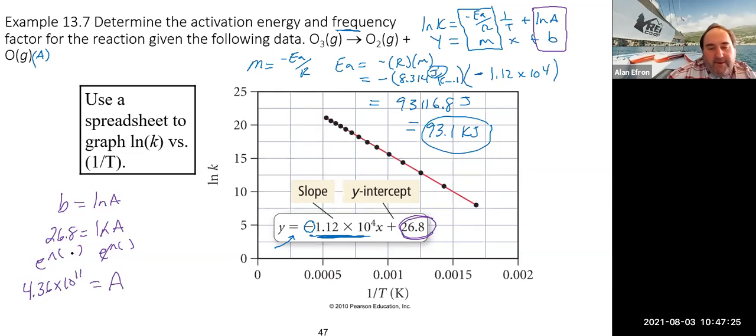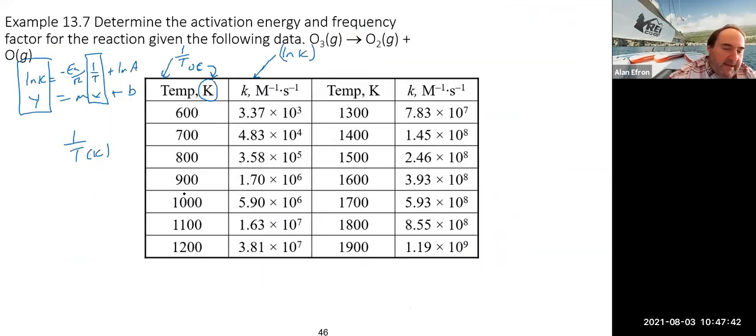Now, sometimes people ask what the units of our frequency factor are. Well, remember that this is really the y-intercept. So it's like the y-intercept over here, and on y is the natural log of k. So if we go back to k, the units are 1 over molar seconds.